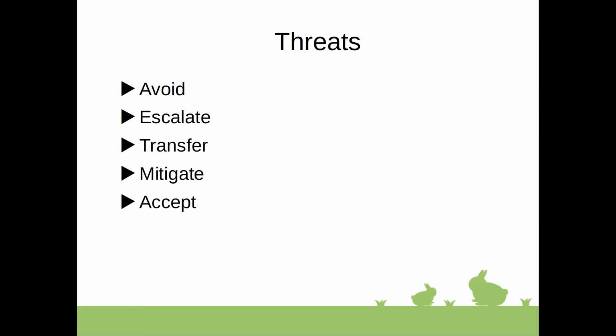So for the threats, let's talk a little bit about them. A threat is an event or a condition that, when it occurs, has a negative impact on one or more project objectives. There are several strategies that can be considered for dealing with these threats. First is avoid. Threat avoidance is whenever the project team acts to eliminate the threat or protect the project from its impact.